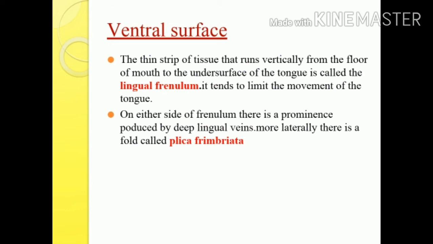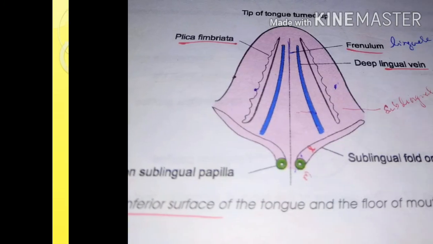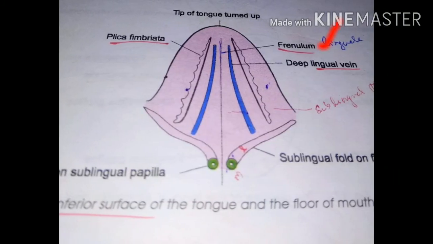This smooth mucous membrane shows a median fold, called the frenulum linguae. On either side of the frenulum there is a prominence produced by the deep lingual veins, and more laterally there is a fold called the plica fimbriata. This middle part is the frenulum and this blue part is the deep lingual vein. On the lateralmost part we have the plica fimbriata.